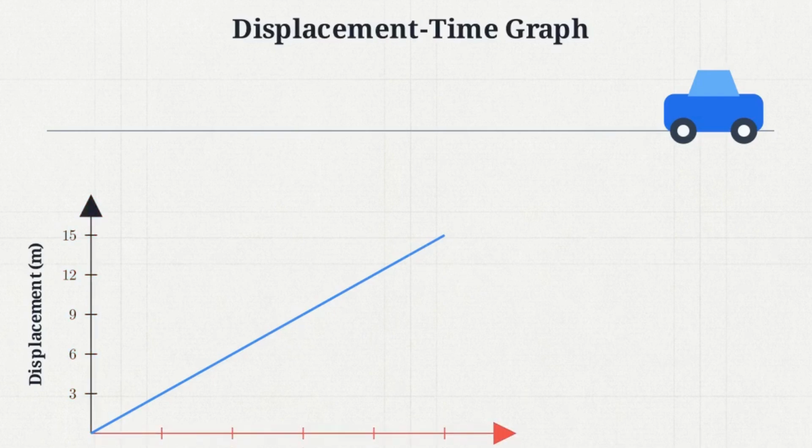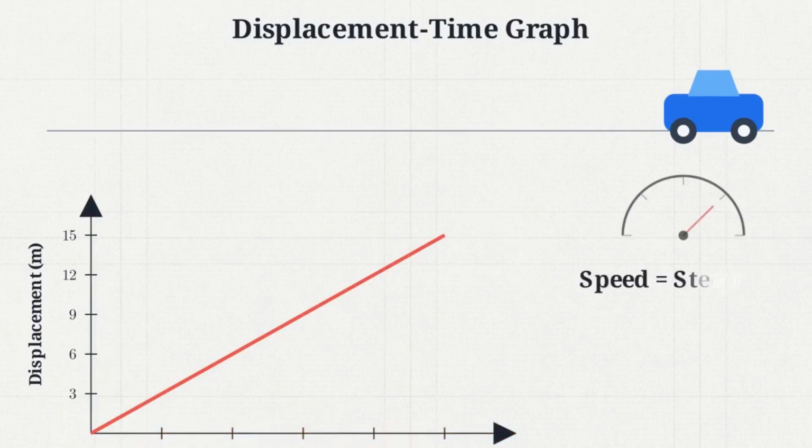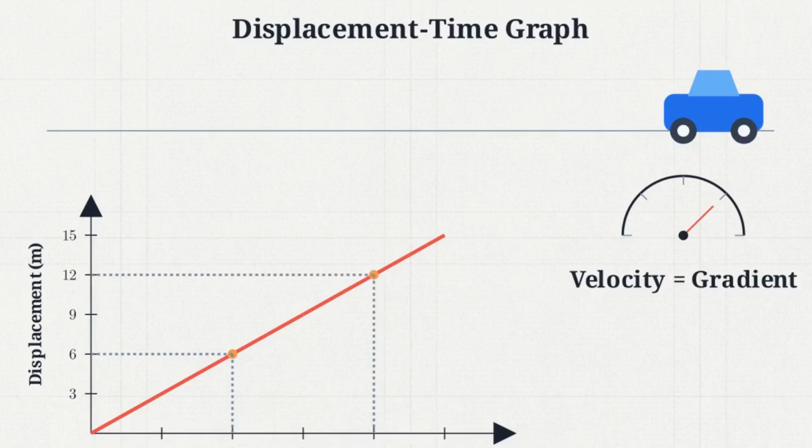If you know what to look for, the steepness of this line reveals the car's exact speed. To find that speed, we calculate the gradient. We pick two clear points on our line. Let's use 2 seconds and 4 seconds. That gives us a change in displacement of 6 meters over a time interval of 2 seconds. Dividing that 6-meter distance by our 2-second interval tells us the car is moving at exactly 3 meters per second.